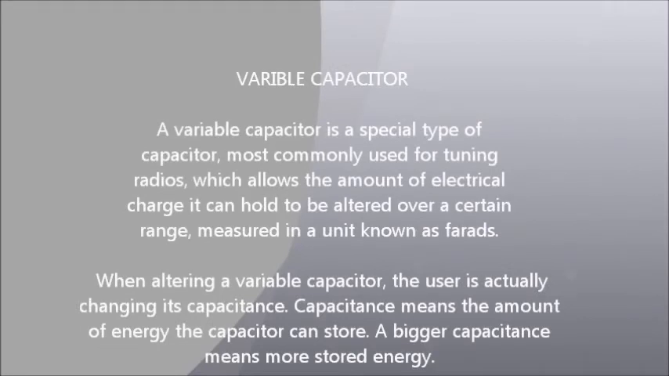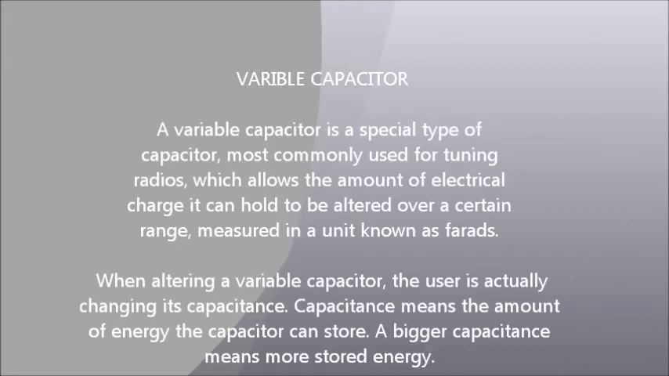Variable capacitor. A variable capacitor is a special type of capacitor, most commonly used for tuning radios, which allows the amount of electrical charge it can hold to be altered over a certain range, measured in a unit known as farads.